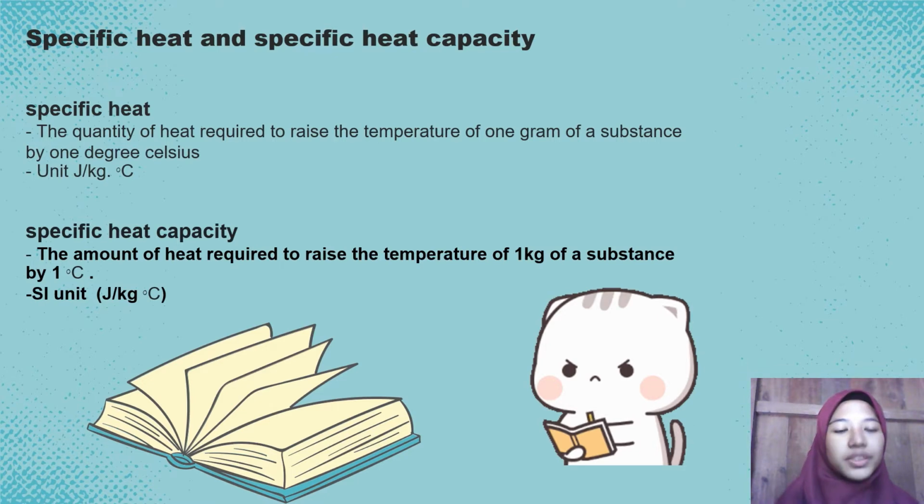Next, specific heat capacity. Specific heat capacity is the amount of heat required to raise the temperature of 1 kilogram of a substance by 1 degree Celsius. The SI unit is joule per kilogram per degree Celsius.